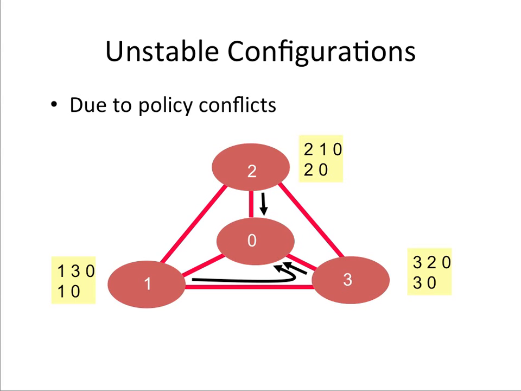But the point here is it is possible to come up with a configuration. Two things there, right? One is the topology, and another is policy. It is possible to come up with a topology and a policy that leads to an unstable situation. Any question about this?